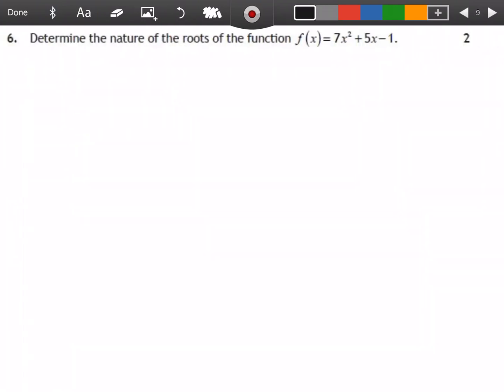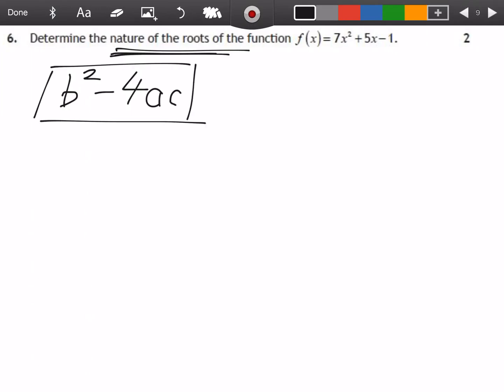And this will be the last one. Number 6, determine the nature of the roots. Right. Nature of the roots. I'm hoping that you're thinking nature of the roots. Hopefully you're thinking the right thing. Yep. B squared minus 4ac. This is the part of the quadratic formula that helps us determine the nature of the roots. A, B and C. A is 7. A is the number of x squareds. B is 5. And C is negative 1.